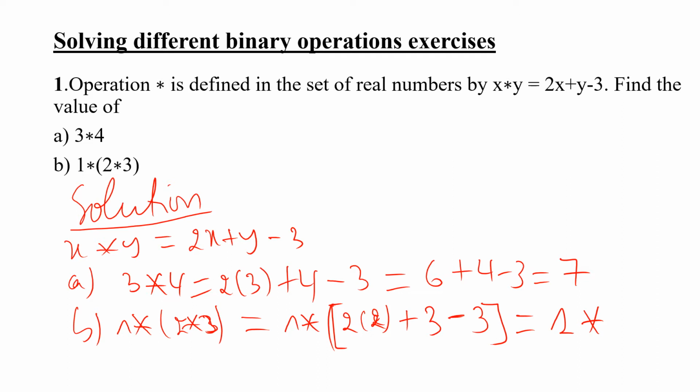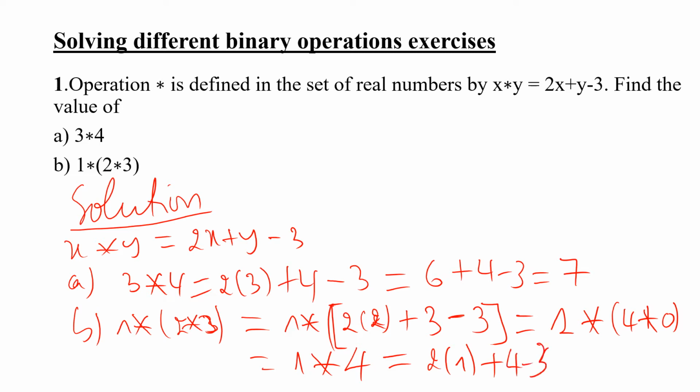1 star 4 plus 0 equals 1 star 4 equals, now replace x by 1 and y by 4. It is 2 times 1 plus 4 minus 3 equals 2 plus 4, 6 minus 3 equals 3.